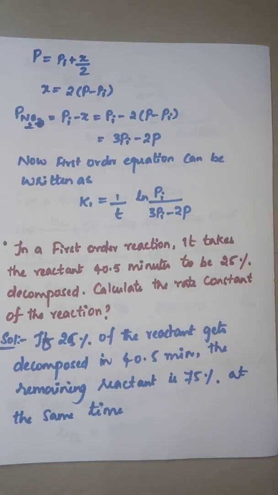Okay, what you have to find is your K value. So you have been given that 25% of the reactant gets decomposed in some particular time. What is the time? 40 minutes, 40.5. So the remaining reactant will be how much? 75%.